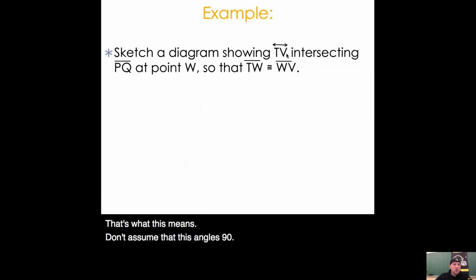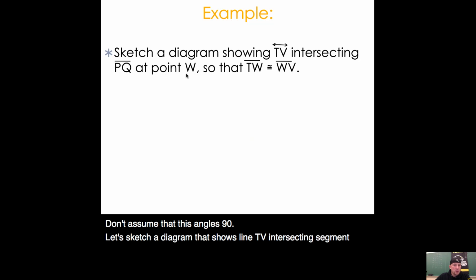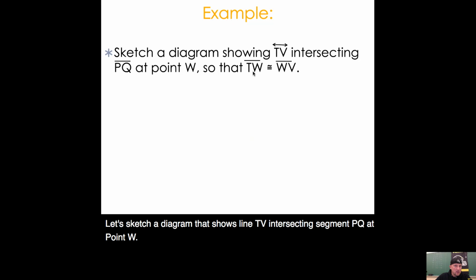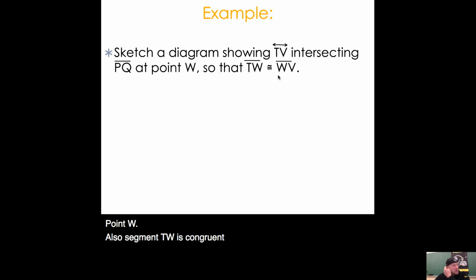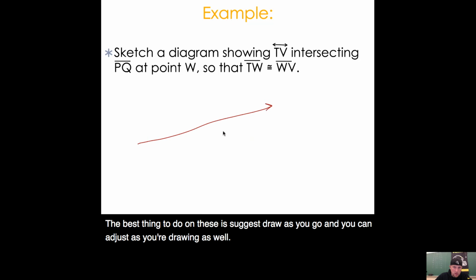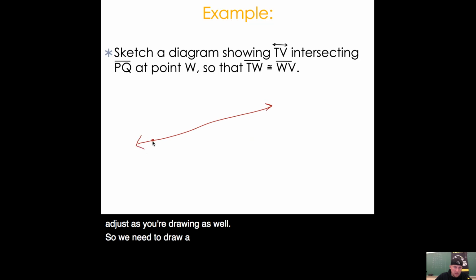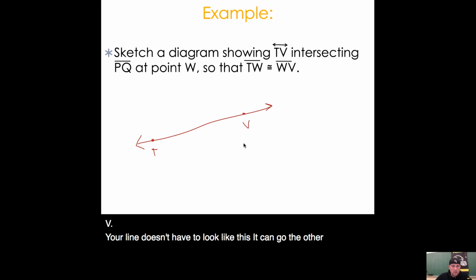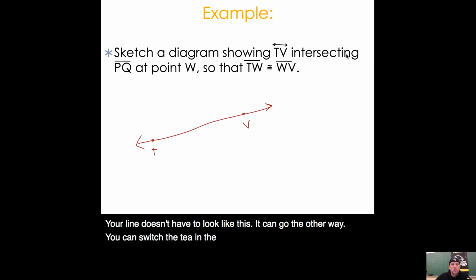Let's sketch a diagram that shows line TV intersecting segment PQ at point W. Also, segment TW is congruent to segment WV. The best thing to do on these is to just draw it as you go, and you can adjust as you're drawing as well. So we need to draw a line, and it needs to be line TV. Your line doesn't have to look like this. It can go the other way. You can switch the T and the V. That's not important. But it needs to intersect segment PQ.